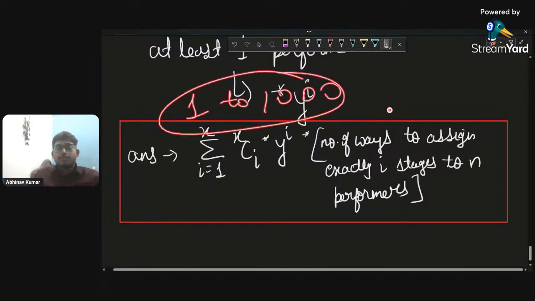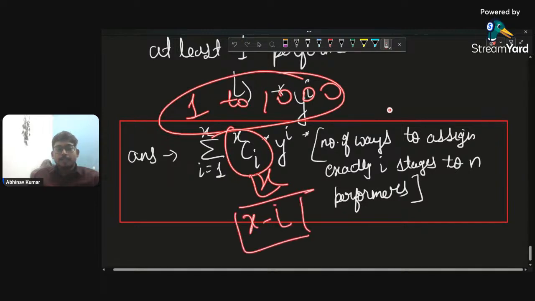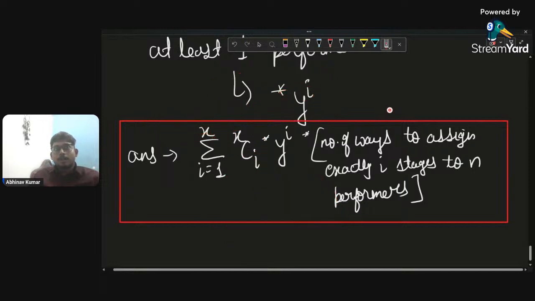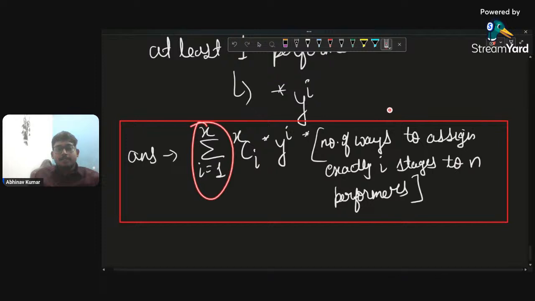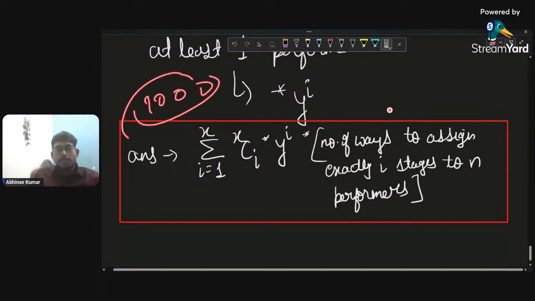We can calculate x factorial upon x minus I factorial into I factorial. This thing we can compute in order of 1, or we would have to do the modulo inverse, which would take order of log n, almost the same as order 1. Y to the power I, through binary exponentiation, we can also do in order of log n time at max. So these things are not going to take too much time. This whole thing I'm doing x times, and x is 1000, so 1000 times I'm doing this.